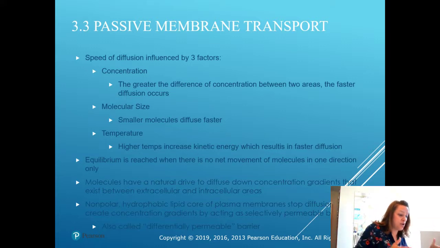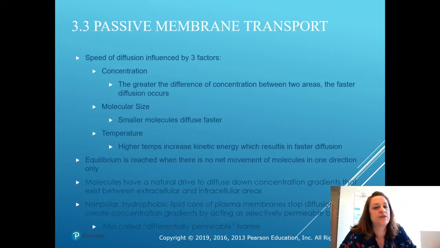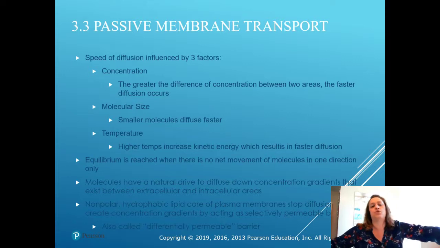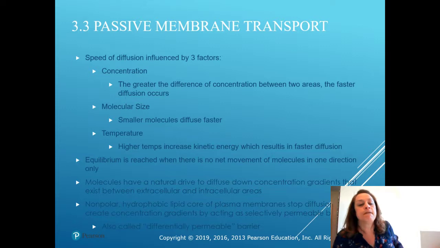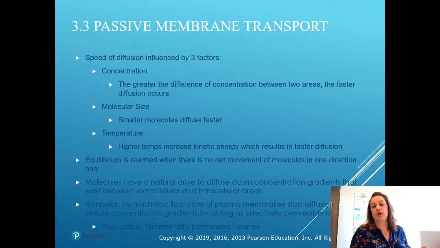Think about a room that's packed with people tight, tight, tight. If we wanted to get from one corner of the room to the other, it would be much easier for a little teeny tiny kid to kind of weave through to get to the other side than a big giant man to kind of push his way through. Smaller molecules diffuse faster.